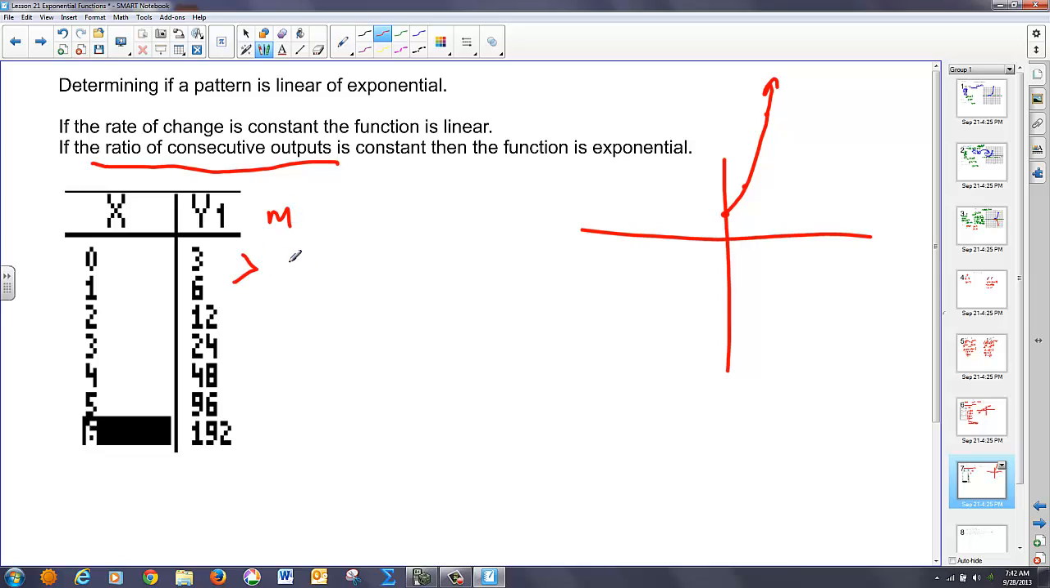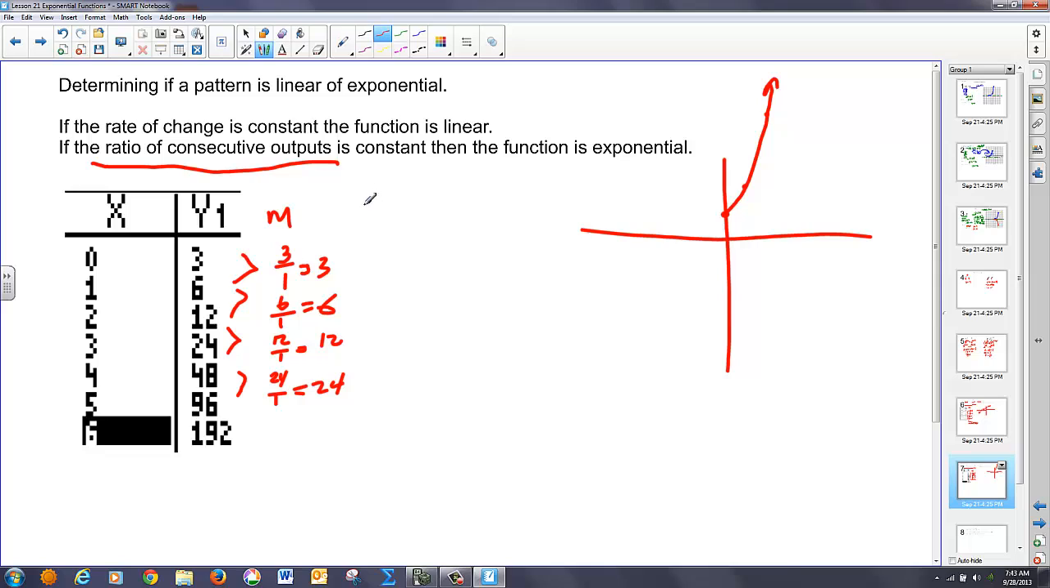M is basically 3 over 1. The slope here is 6 over 1. So that's equal to 3, 6. Slope here is 12 over 1. So we got 12, etc., etc. This guy is going to be 24 over 1, which is 24.